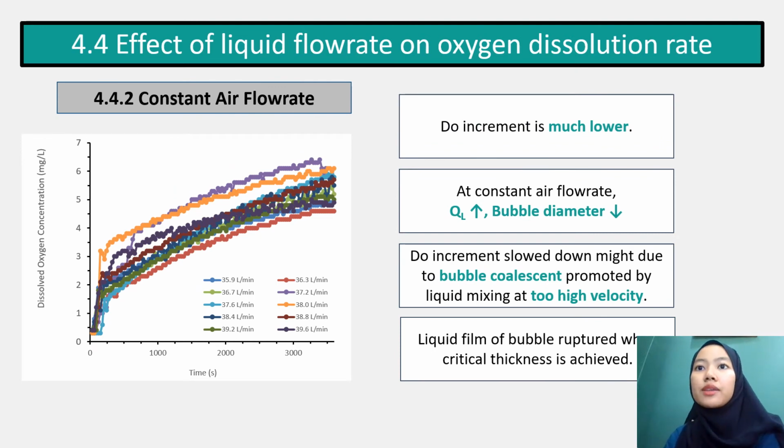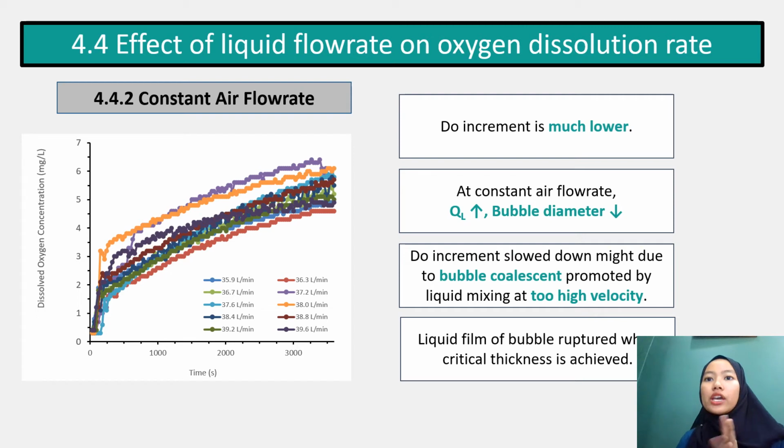As compared with the maximum QG, the DO increment is much lower. At constant QG, the increase in QL causes the average bubble diameter to decrease too. This is due to the force analysis on the bubble, in which the surface tension causes the bubble produced to stick at the gas inlet. However, the QL will trigger the inertial force to overcome the surface tension force, and this will cause the bubble to grow bigger.